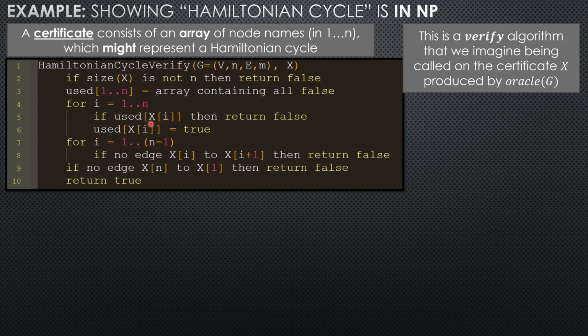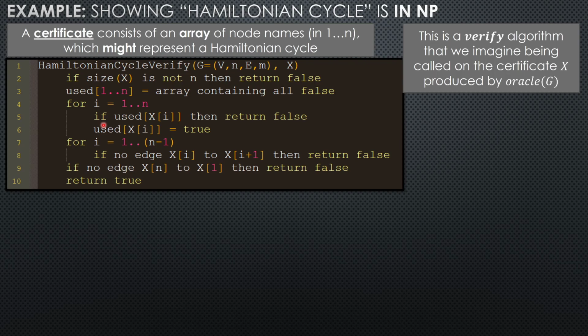And we'll ask, has the first node of the certificate been used yet already? If so, return false. Else, okay, we've now used the first node, right? Now, has the second node of the certificate been used already? If yes, then return false. Else, set it to be used, right? If every node in the certificate is used, yeah, that's right.